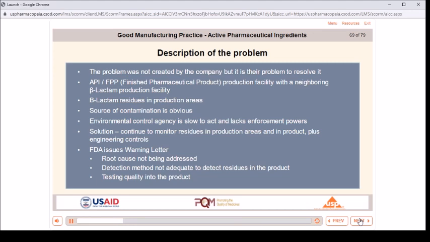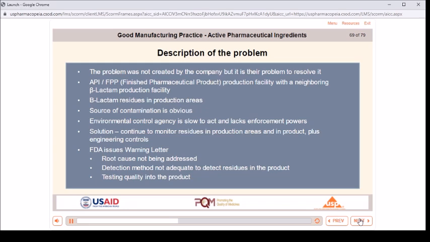Without going into how the discovery was made, the company facility started to find traces of beta-lactams in the production areas. The first actions taken were to try to directly address the root cause, which was clearly that the penicillin residues were being pumped into the local air by the company's neighbor. This involved trying to get the local environmental regulators to require the neighbor to stop polluting the air.